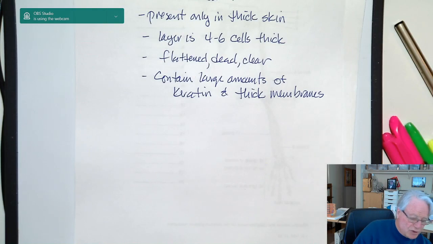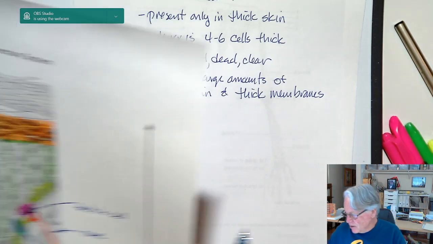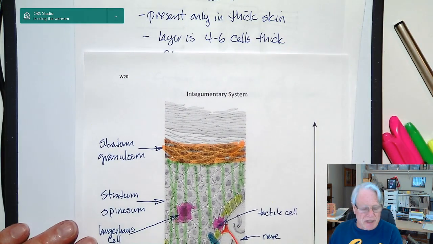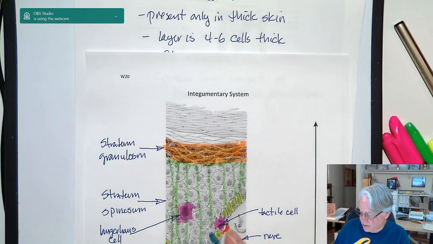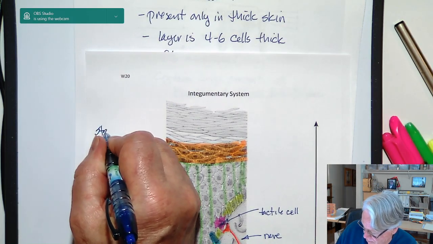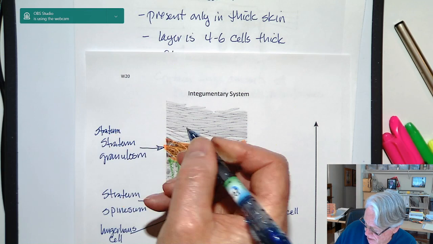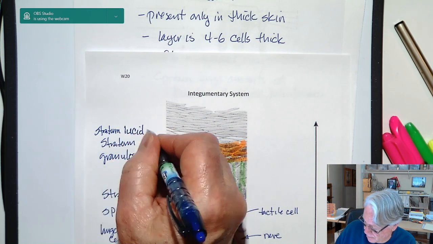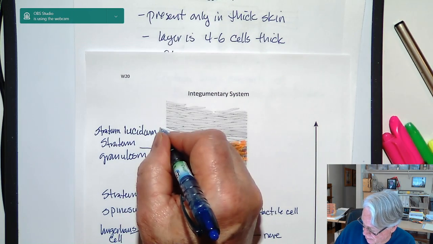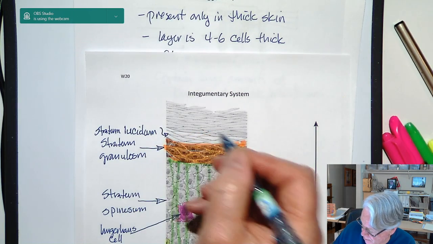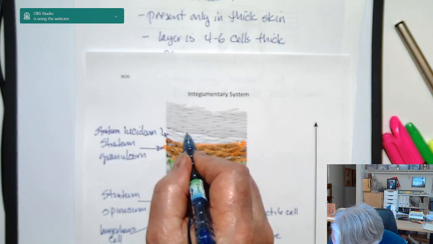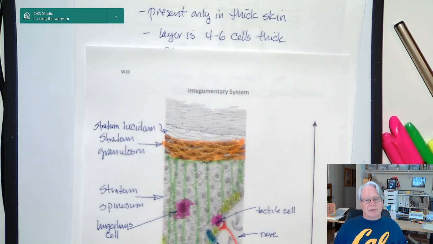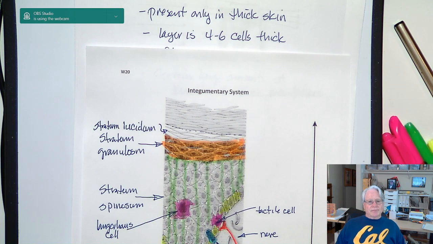So coming back to our drawing, you know what we're going to do? We're just going to leave it clear because it is the stratum lucidum. So let's go ahead and just label it. And maybe we'll just put in little dark lines here to indicate that layer. There you go.